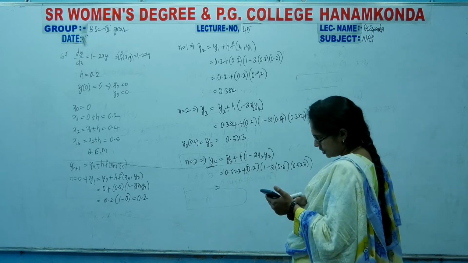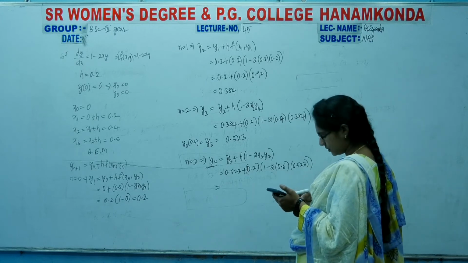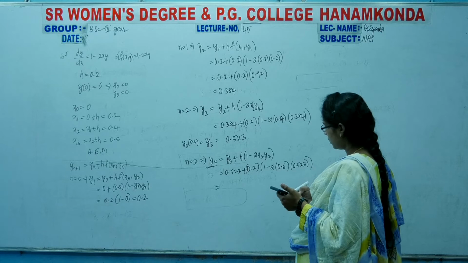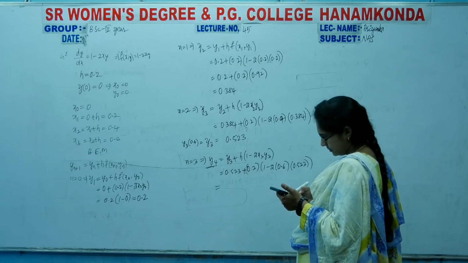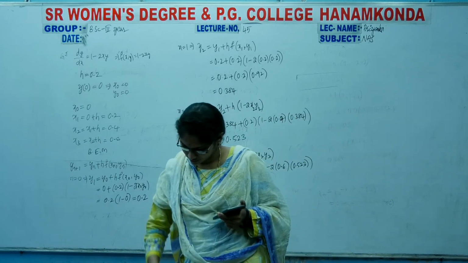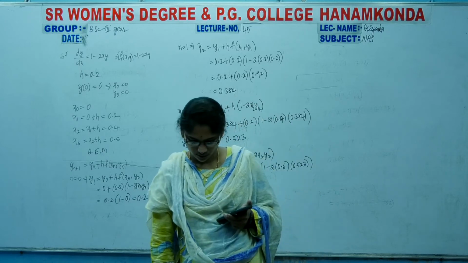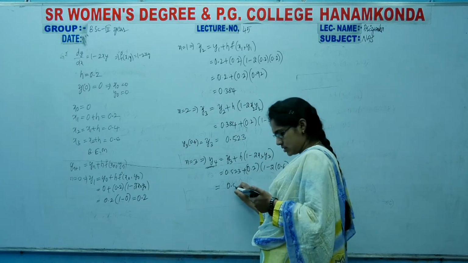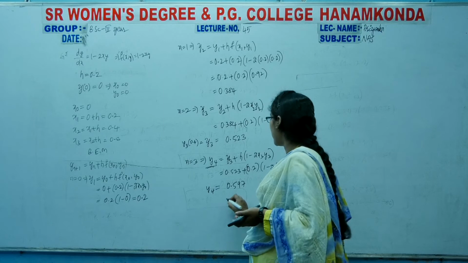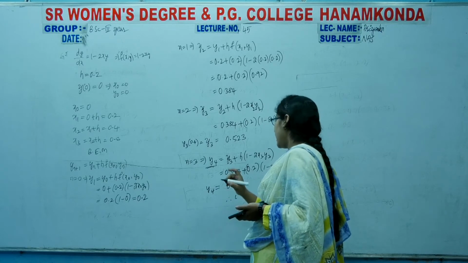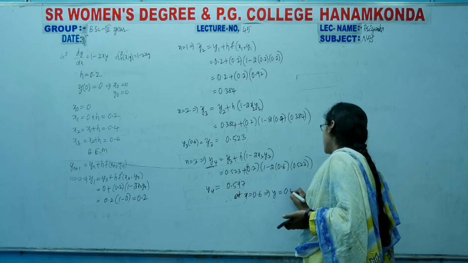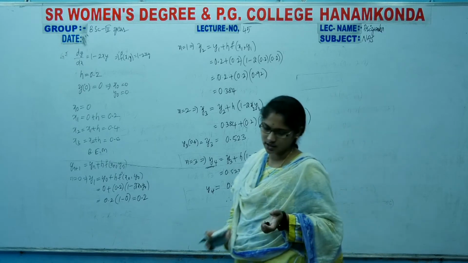Now 1 minus open bracket 2 into 0.6 into 0.523, close the bracket, into 0.2 plus 0.523, 0.5974. I am taking up to 3 digits, so y4. So therefore what we have to write here, therefore here at x equal to 0.6, y is nothing but 0.597 is the required answer. So like this you have to calculate.